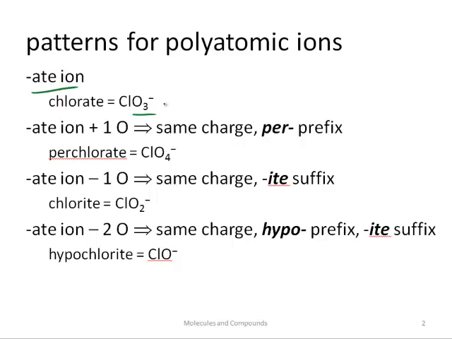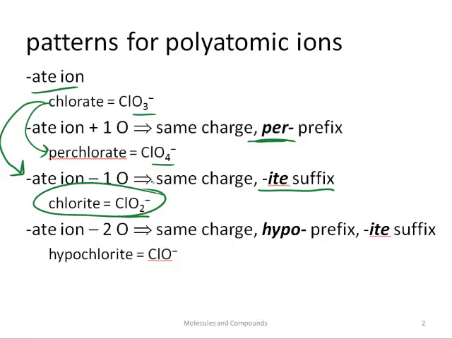If you add an oxygen to the ATE ion, in this case chlorate, you go to 4 oxygens, but you keep the same charge. We are going to add the per prefix. So the chlorate ion becomes a perchlorate ion, ClO4-. If you remove an oxygen from the ATE ion, we change the suffix to ITE. So going from 3 oxygens to ClO2-, 2 oxygens, keeping the same charge, we'll call that the chlorite ion.